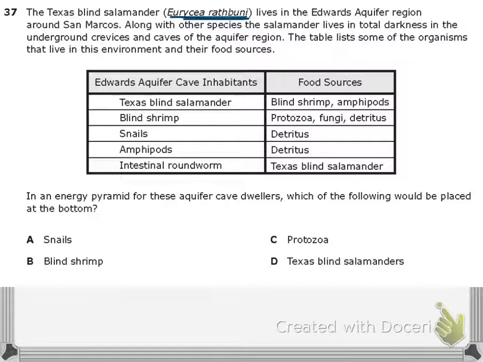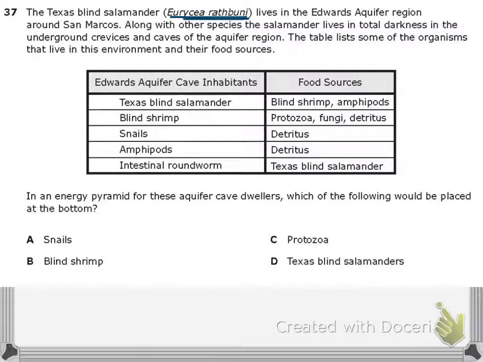The question asks, in an energy pyramid for these aquifer cave dwellers, which of the following would be placed at the bottom? Now, an energy pyramid will follow the same format as a food web as far as the different levels in which the organisms go. So what we should do is create a food web for these different food sources and determine what's at the bottom and what's at the top.